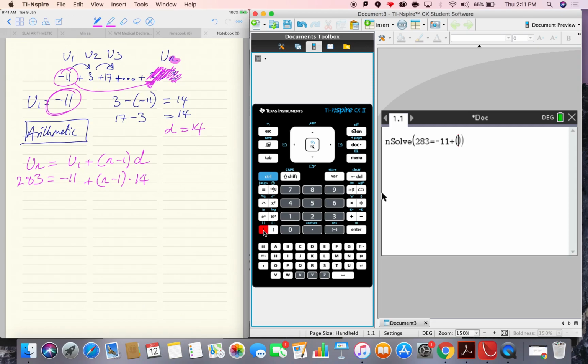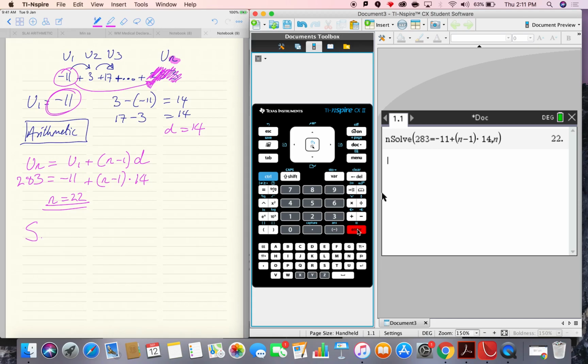plus open bracket. I'm going to choose to keep with n. You can change it to any variable you want. n minus 1, close bracket, times the 14. And on the calculator, we need to program it to say solve, comma, for n. Boom! Okay, so n is 22. So there are 22 terms in this series.